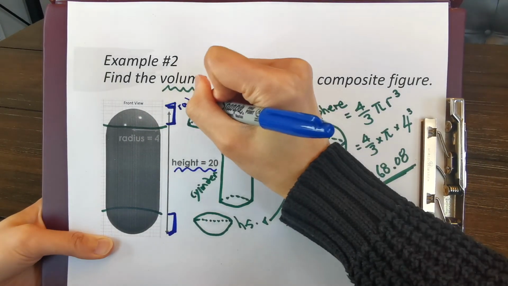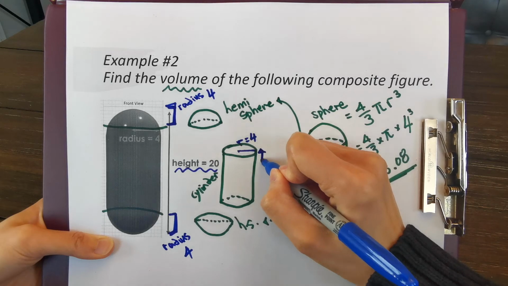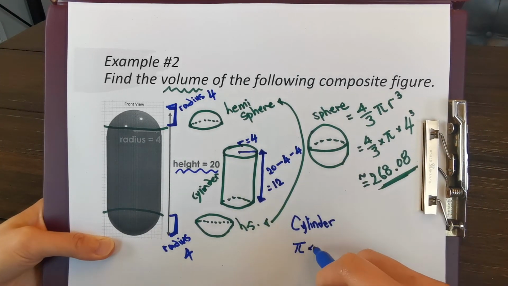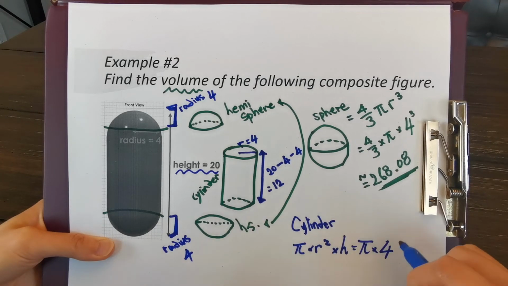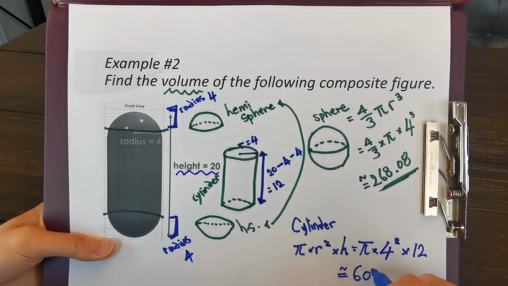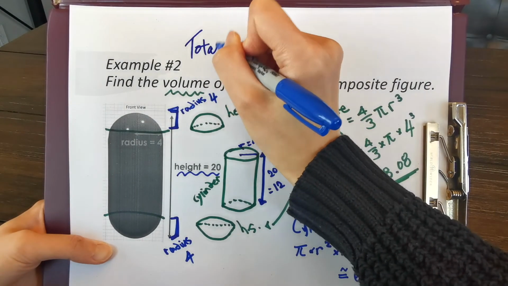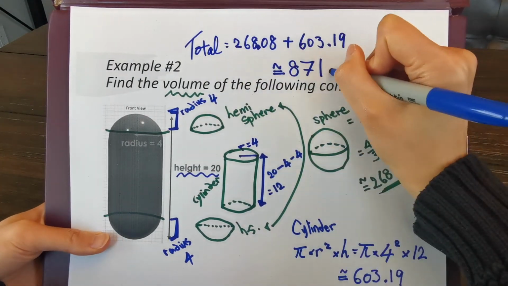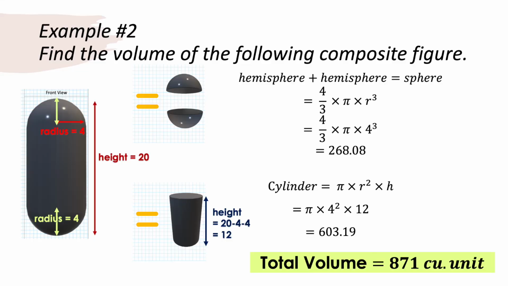The cylinder has a radius of 4. Its height can be found by the total height 20 minus the height of 2 hemispheres. The height of the cylinder is 12. Using the formula pi r squared times height, I got the volume of the cylinder to be about 603.19. The composite 3D figure's volume will be the addition of these 2 volumes, which is approximately 871 cubic units.